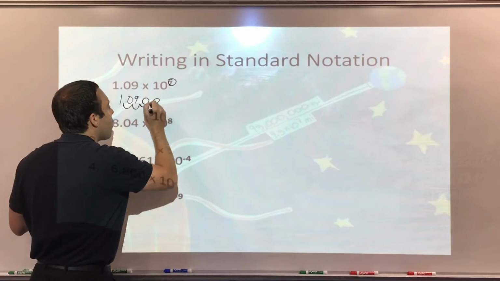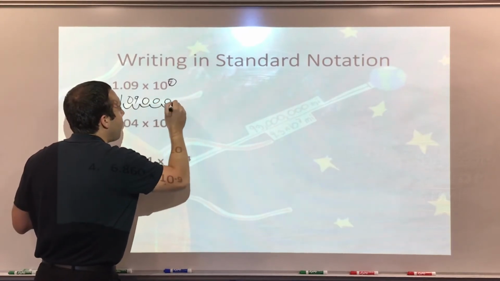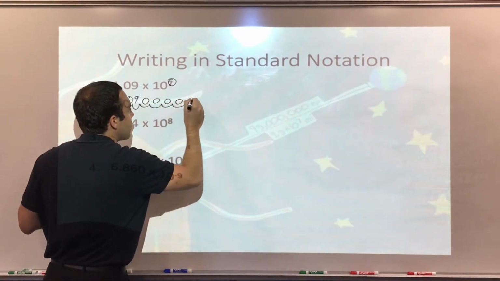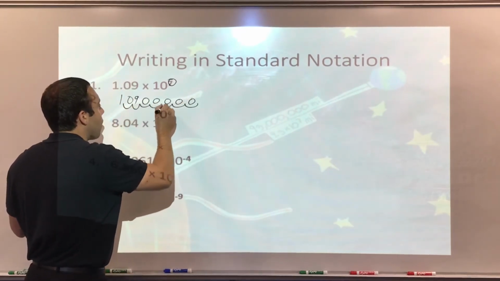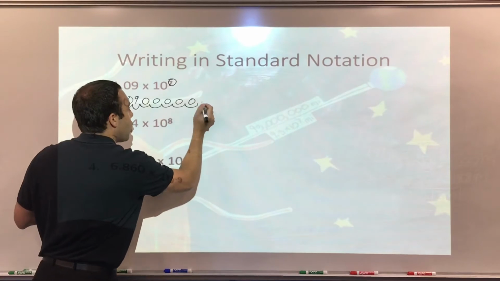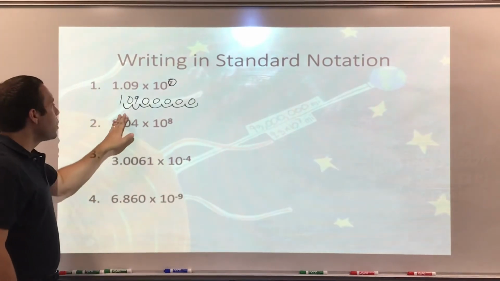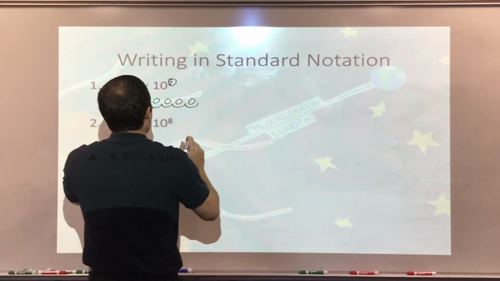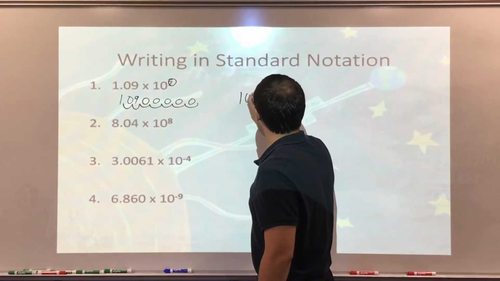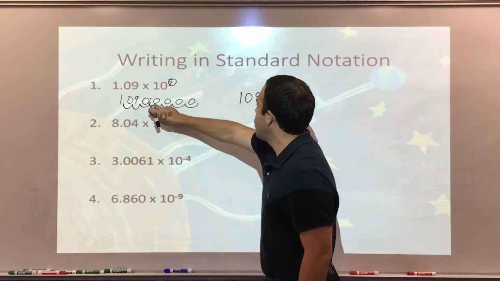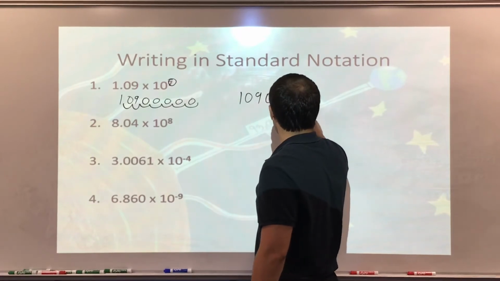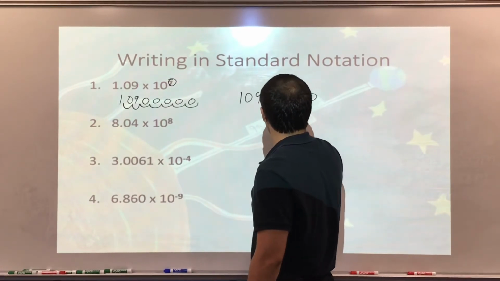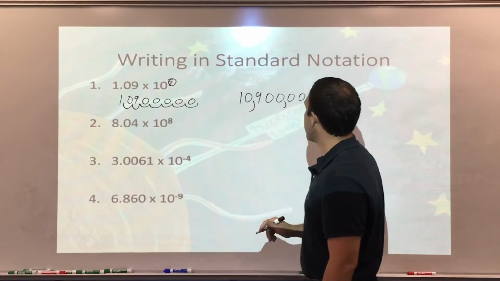3, 4, 5, 6, 7. 1, 2, 3, 4, 5, 6, 7. The decimal point will go here at the end. To rewrite that number, we have 1, 0, 9, and 1, 2, 3, 4, 5 zeros. Put commas in to make it easier to read.